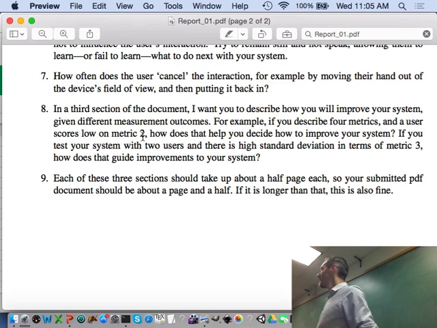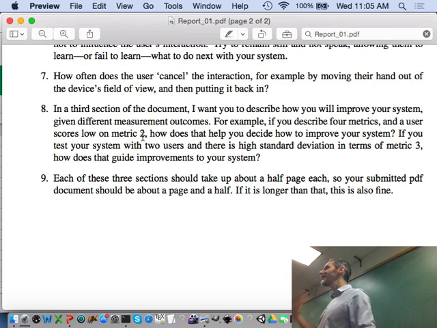So in this third section here, we're looking for a particular metric, a particular statistical summary of that metric. So you're looking for low mean or high mean or low standard deviation or high standard deviation. And depending on that situation, you have some plans for what might happen. Clearly, you're not going to be able to anticipate every situation. I just want to see that you're thinking about repercussions, right?